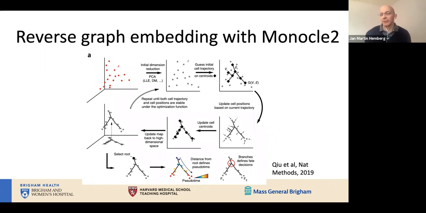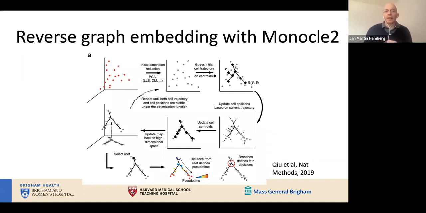This is old these days. It's not really used, but there is Monocle 2, which is quite popular. They use a reverse graph embedding strategy. And very loosely speaking, what they're doing is trying to find a principal graph, which is an extension of the idea of a principal curve, which tries to capture as many of the points as possible by going through their centroids.